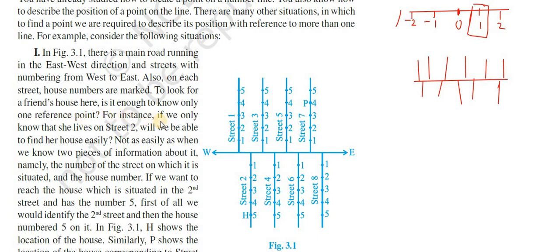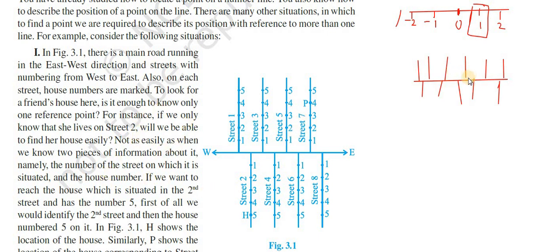For instance, if we only know that she lives on street 2, just assume that Komal is living in street 2. This is street 2, and here also this is street 2, isn't it? In this street 2, in which house number is she living? Whether in the first house, second house, third house, fourth house or fifth house, we don't know. So we need one more reference point.